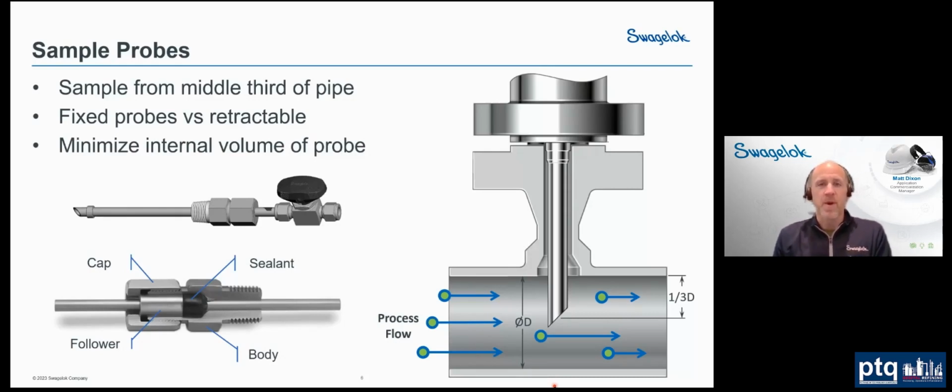With a retractable probe, it enables you, as the name would imply, to withdraw that from the process. So you use a gland fitting, which you see there at the bottom left, and that would actually enable you to loosen that fitting and draw that probe back out. That would enable you to clean the pipe with, say, a pig, or maintain the probe itself. So we do have both styles that you'll see out there in industry.